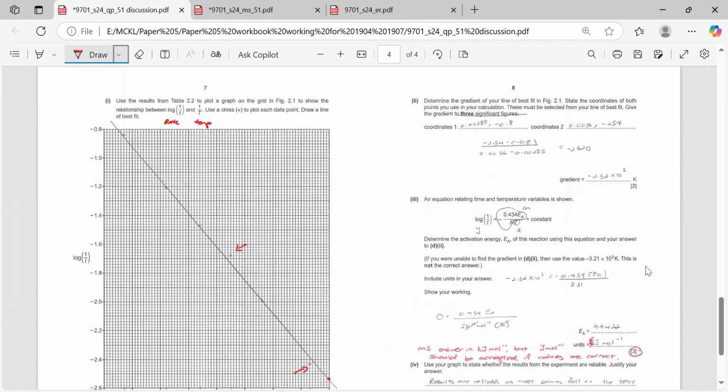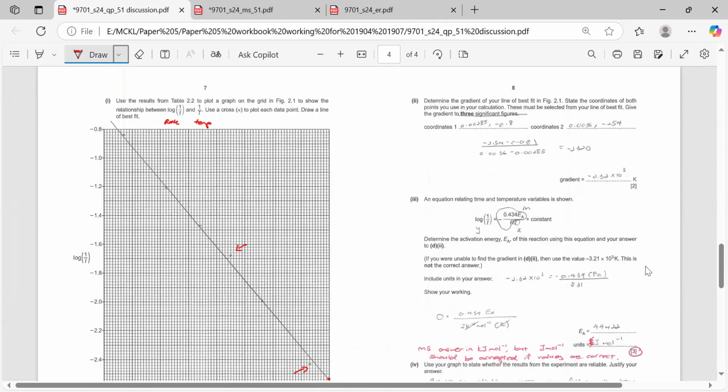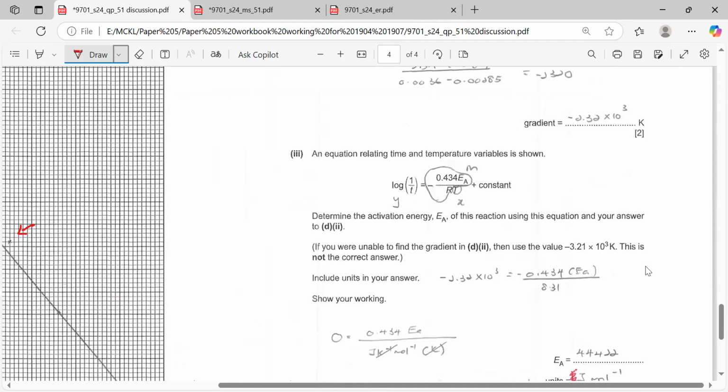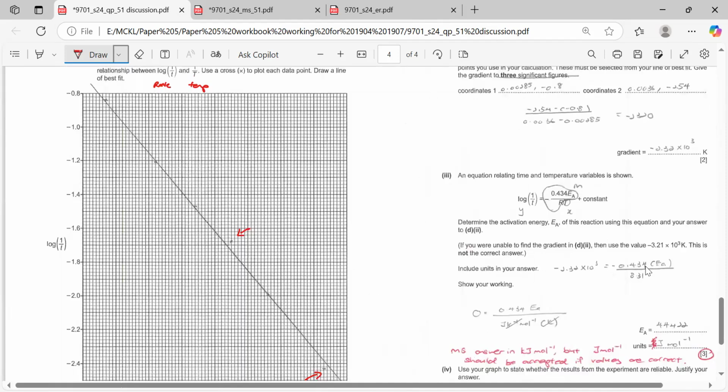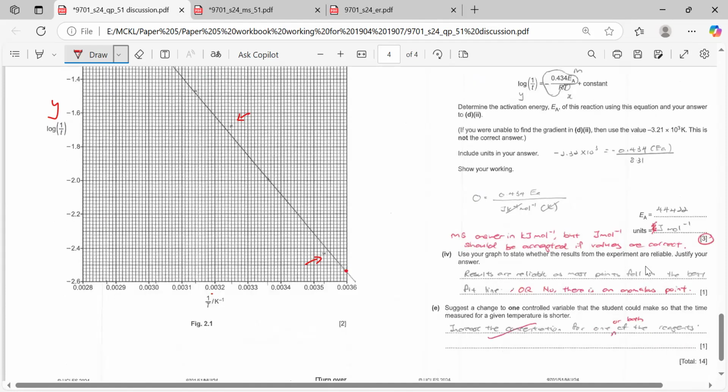All right. Now, next. An equation relating time and temperature variable is shown. So this one is very common in paper 5. Normally, they will use y equals mx plus c, which is a straight line formula. All right. So you need to go and observe clearly. Now, your y-axis is your rate. So you look at your y-axis over here. Can you see this is the y-axis? Log 1 over t. Your x-axis is 1 over temperature.